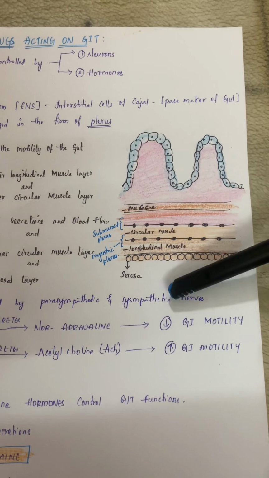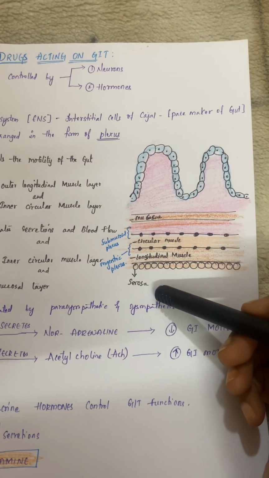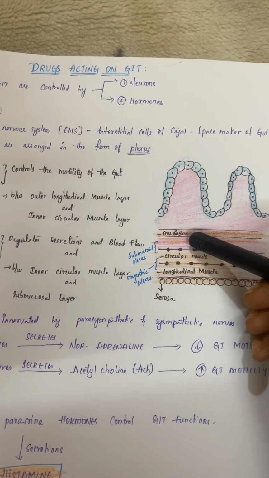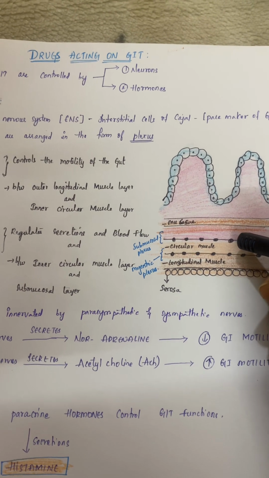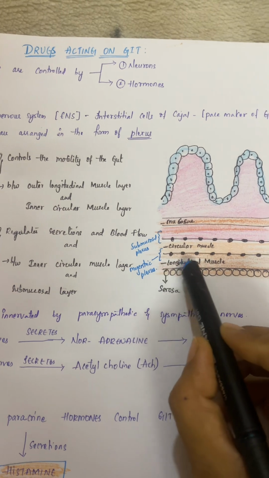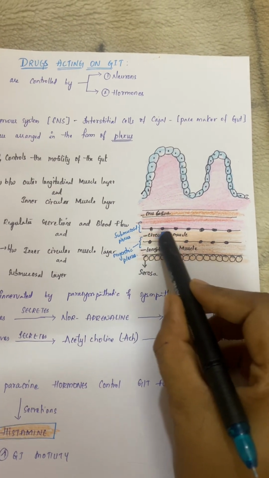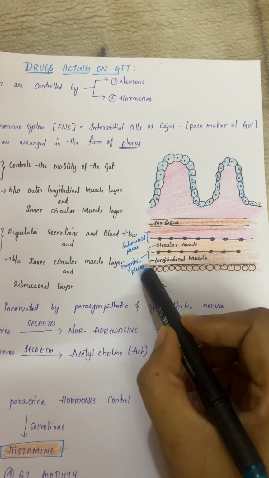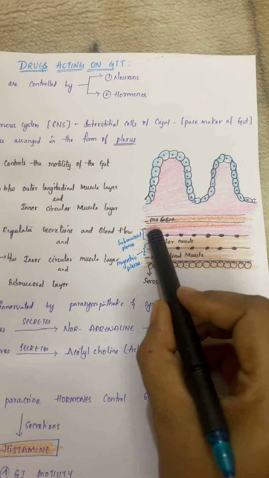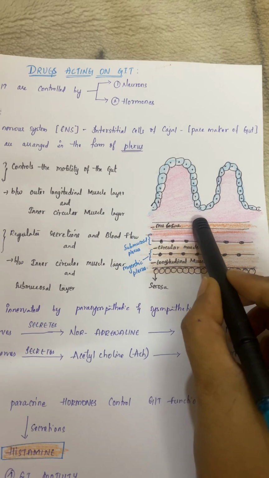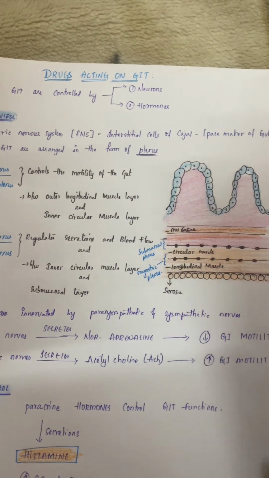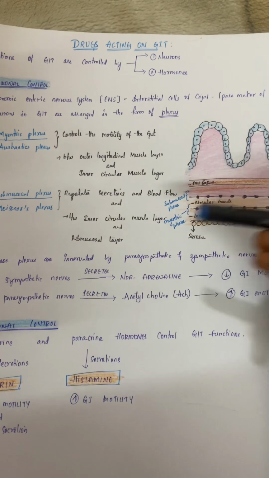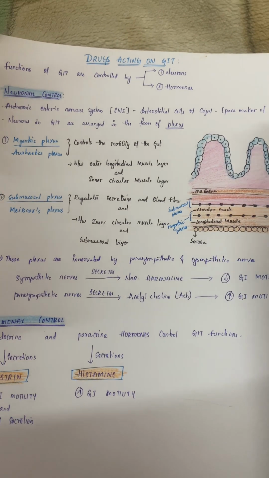Now where are these present in the gut? So we can see the cellular arrangement in the gut, that is serosa, longitudinal muscle, circular muscle, mucosa. Okay, now the plexus which arises in between the outer longitudinal muscle and the inner circular muscle is called the myenteric plexus, whereas the plexus which arises in between the inner circular muscle and the submucosal layer is called the submucosal plexus.